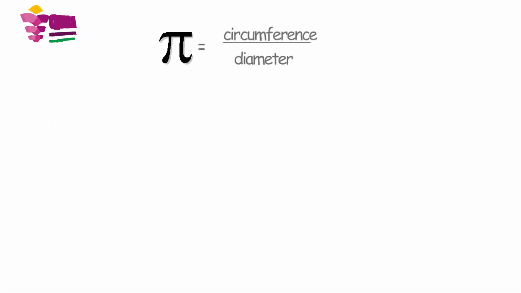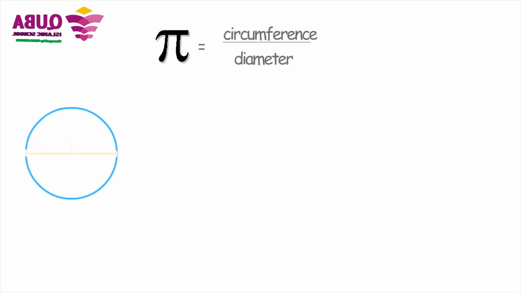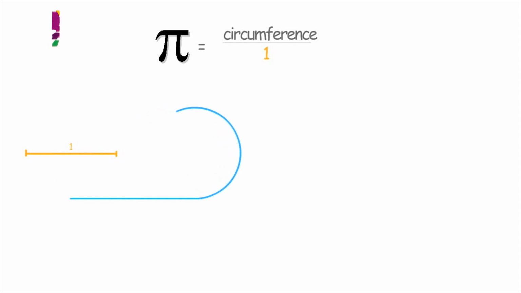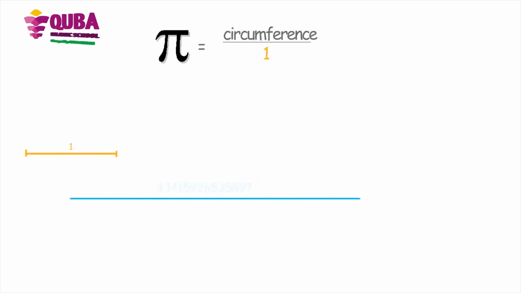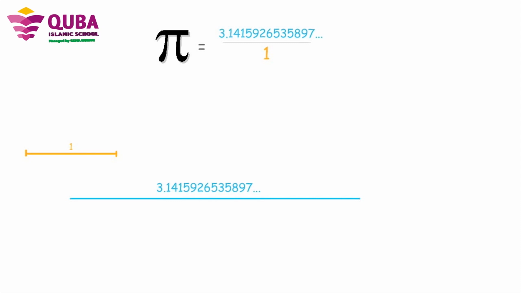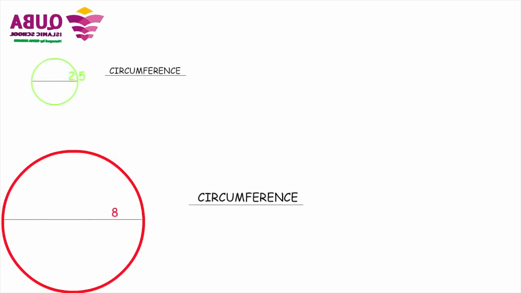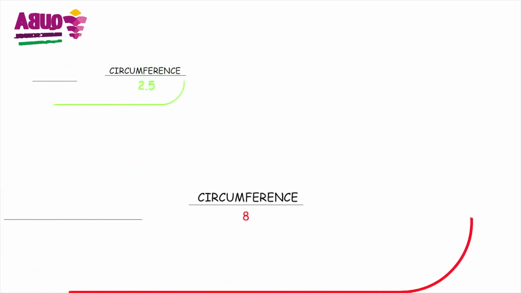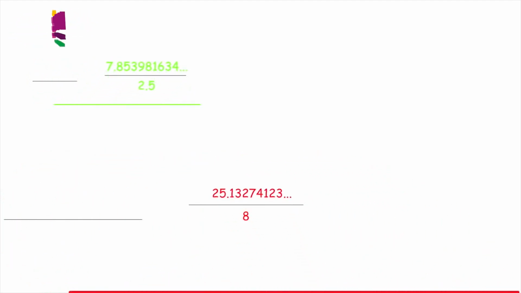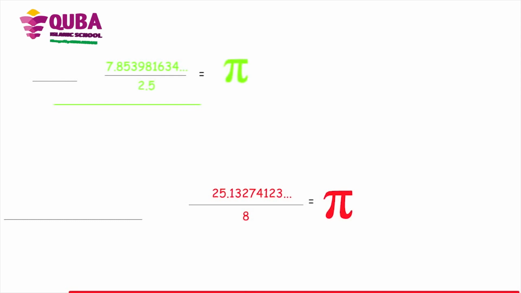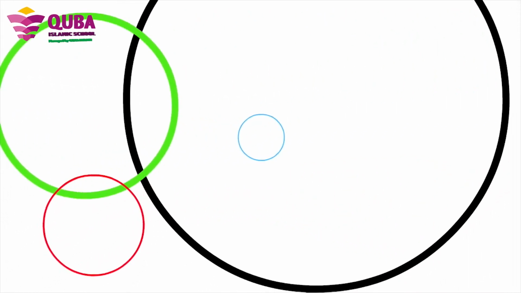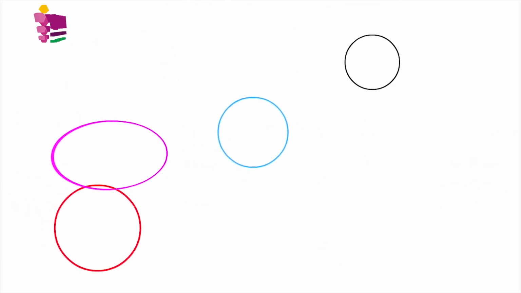In school we learned that pi is equal to the circumference over the diameter. So we'll take a look at the circle again, and we have a diameter of 1. Measuring the circumference is 3.14159 and so on, which is equal to pi. Now we can take any size circle and measure its circumference to diameter ratio, and we see that we always get the constant pi. Regardless of size, pi is going to be the constant of any circle that exists.